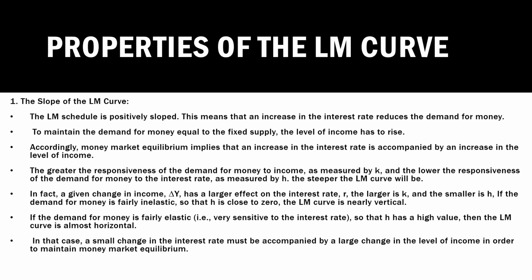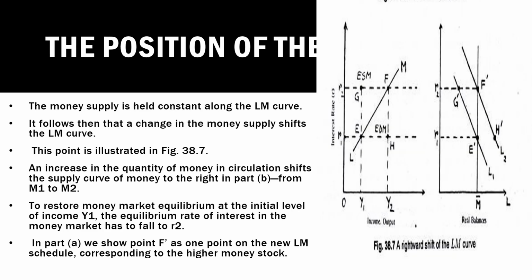So, if the demand for money is fairly inelastic, then H is very close to 0 and the LM curve is very nearly vertical. If the demand for money is fairly elastic, which means it is very sensitive to the rate of interest, so that H is high, the LM curve would be horizontal. In this case, a small change in the rate of interest must be accompanied by a large change in the level of income in order to maintain money market equilibrium.